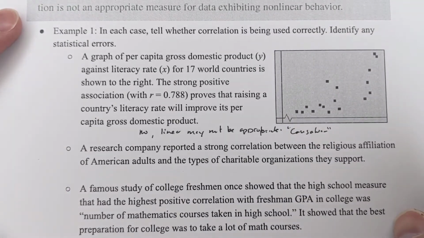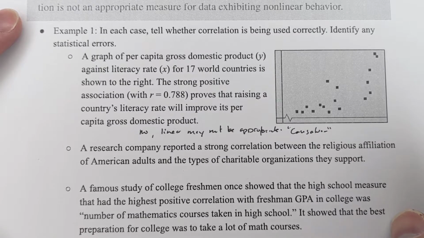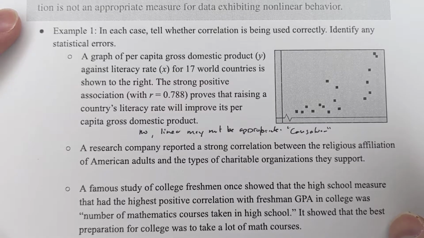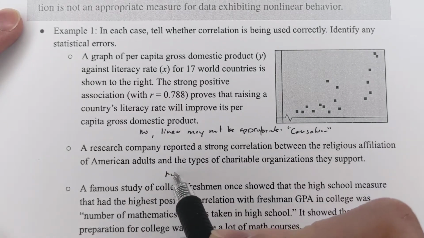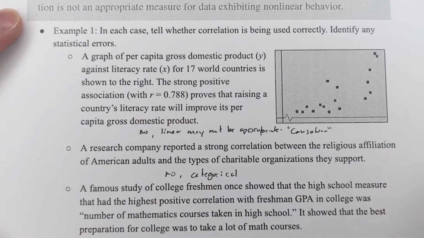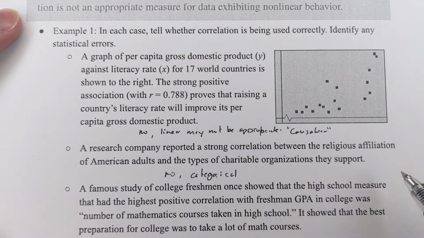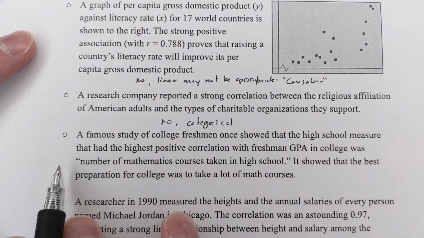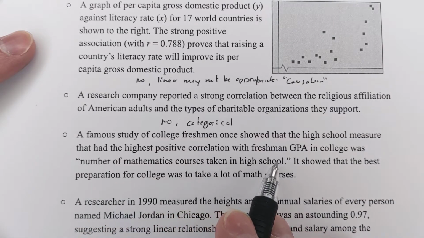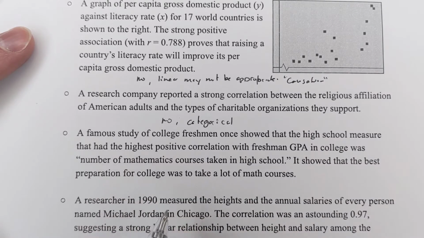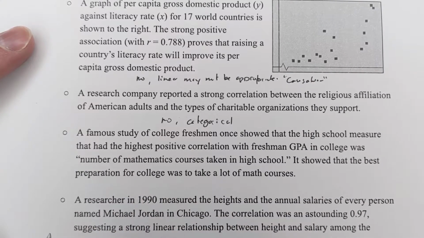A research company reported a strong correlation between the religious affiliation of American adults and the types of charitable associations they support. Once again, no, because this data is categorical, not quantitative. We're talking about types, names of things. A famous study of college freshmen once showed that the high school measure with the highest positive correlation with freshman GPA in college was the number of mathematics courses taken in high school.